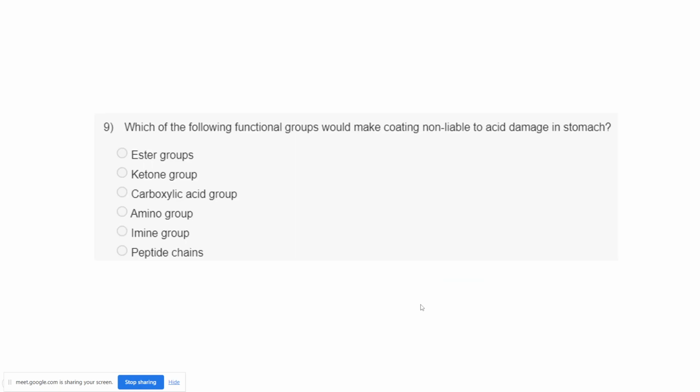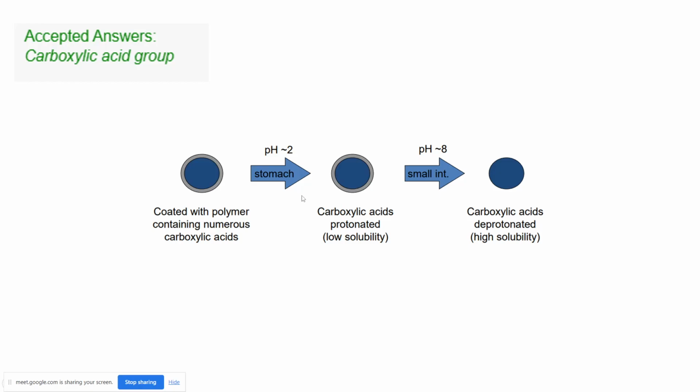Which of the following functional groups would make a coating non-labile to acid damage in the stomach? So here carboxylic acid group will be the correct answer. Just now we discussed enteric coating. So if you make the enteric coating with carboxylic acid groups, you can prevent degradation in the acidic environment because carboxylic acids are protonated and have low solubility in acid environment, whereas at pH 8, such as in the small intestine, these carboxylic acids get deprotonated and have high solubility.